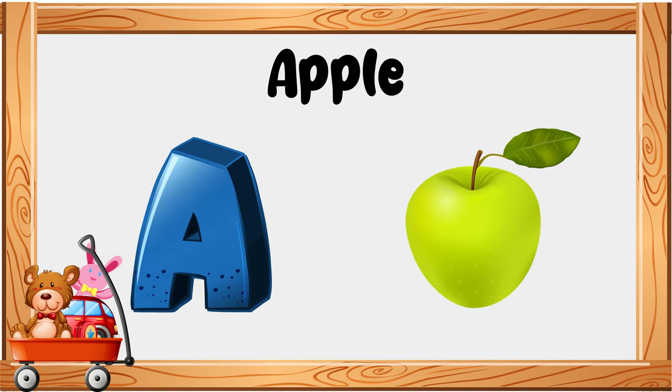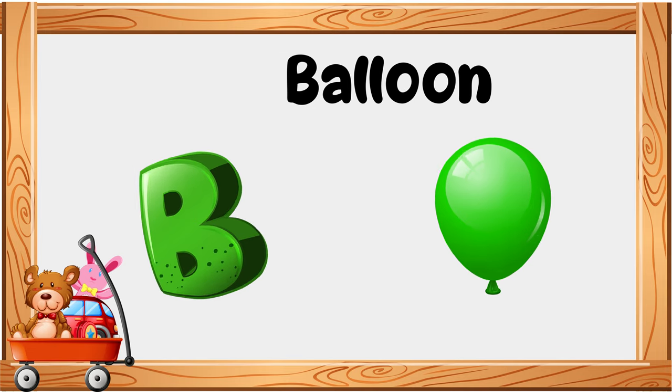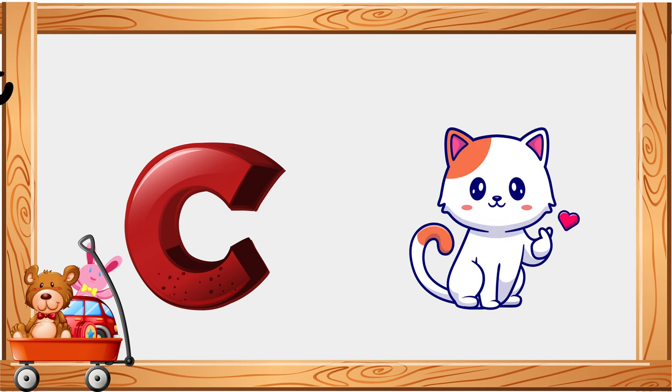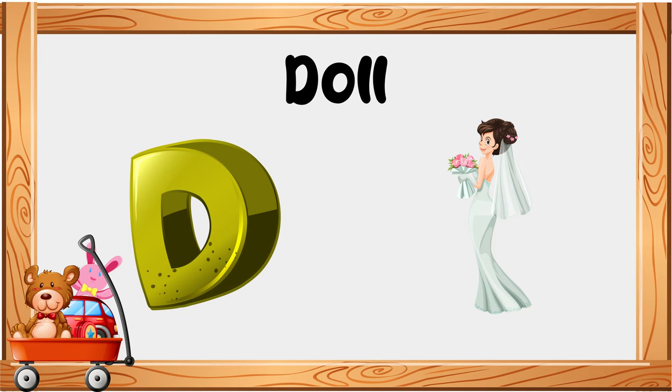ABC with things. A. A for apple. A. P. P. L. E. Apple. B. B for balloon. B. A. L. L. O. O. N. Balloon. C. C for cat. C. A. T. Cat. D. D for doll. D. O. L. L. Doll.